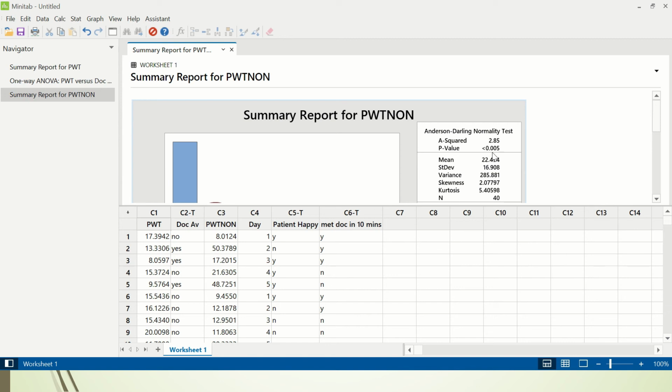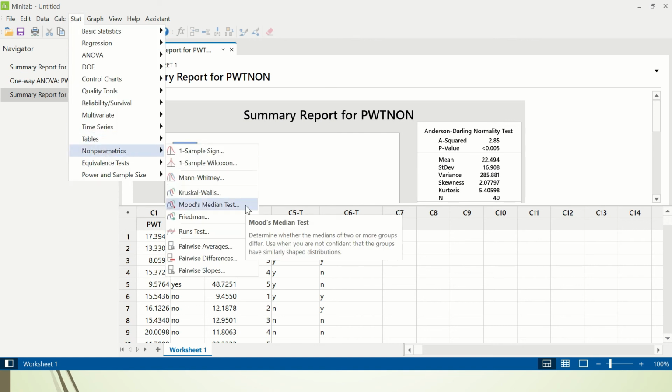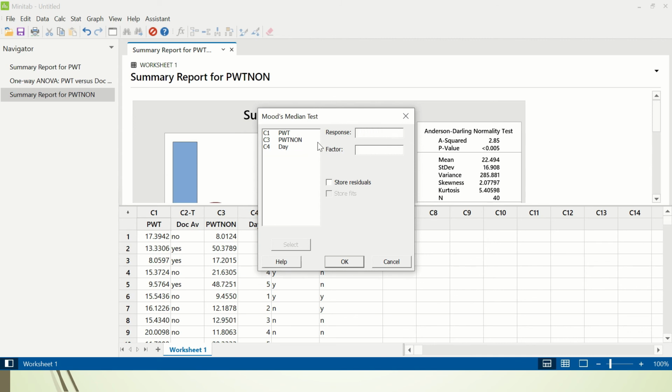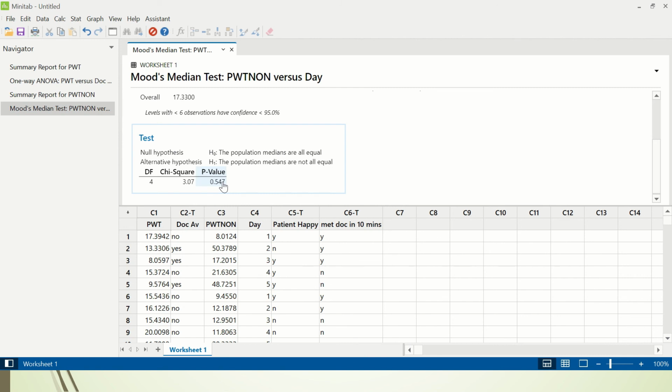Now I will check whether the day of the week contributes to the patient wait time or not. So I have patient wait time in column C3 and in column C4 I have day of the week. My Y is non-normal and my X is discrete and has more than one variable. I will use Mood's median test. Stat, Nonparametric Tests, Mood's Median Test. Under response, we will have C3 column. And under factor, we will have C4 column. In this case, the p-value is greater than 0.05, which means that this is not a significant factor. So, day of the week is not a significant contributor to patient wait time.